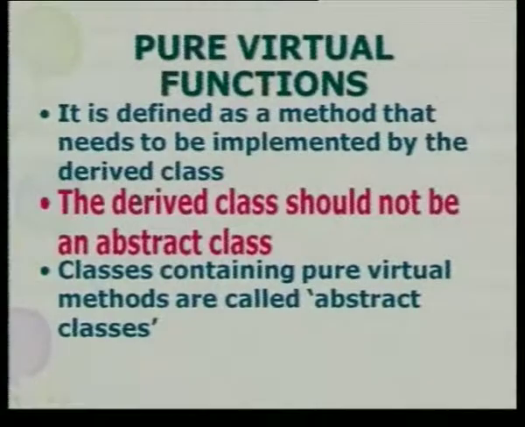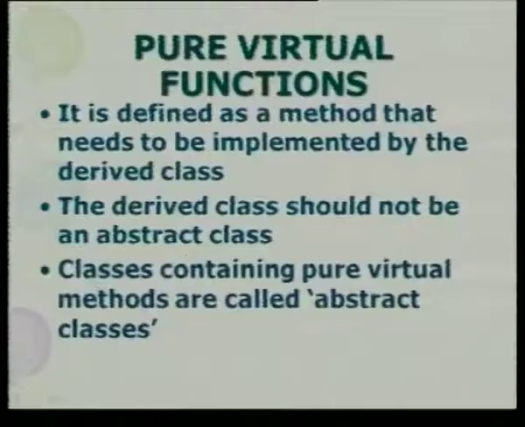So, in the case of normal virtual functions, we saw that in the base class itself, in the parent class itself, there was an implementation. But in the case of pure virtual functions, only the derived classes will have the implementation. The base class will not have any implementation. The derived class should not be an abstract class. So, whichever class is inheriting from the base class, it should not have a pure virtual function.